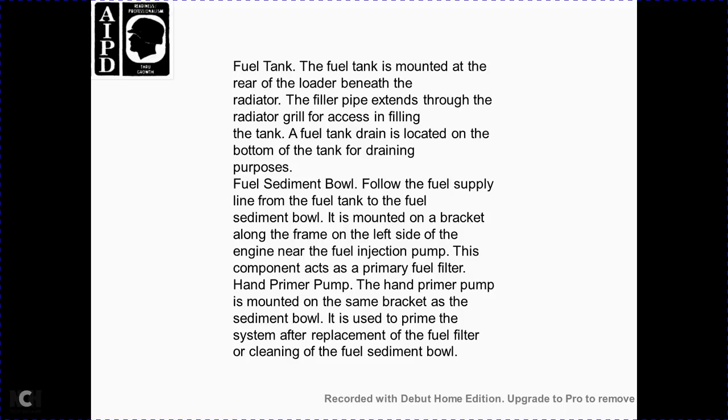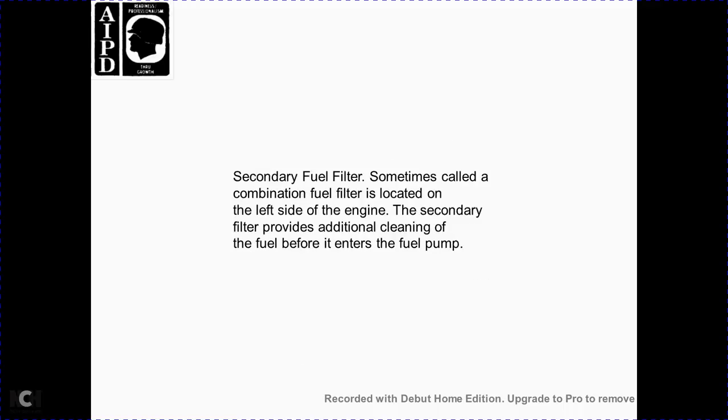The hand primer pump acts with the primary fuel filter. The hand primer pump is mounted with the same bracket as the sediment bowl. It is used for priming the system after replacement of the fuel filter and cleaning of the fuel sediment bowl. The secondary fuel filter, sometimes called the combination fuel filter, is located on the left side of the engine. The secondary fuel filter provides additional cleaning of the fuel before it enters the fuel pump.